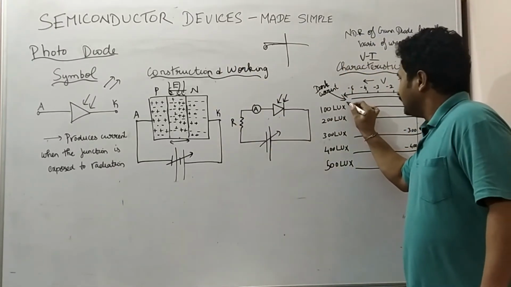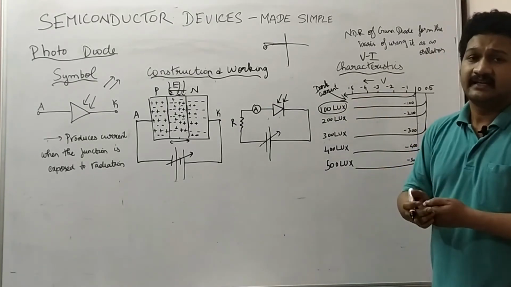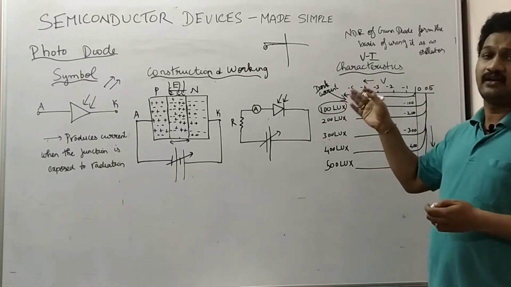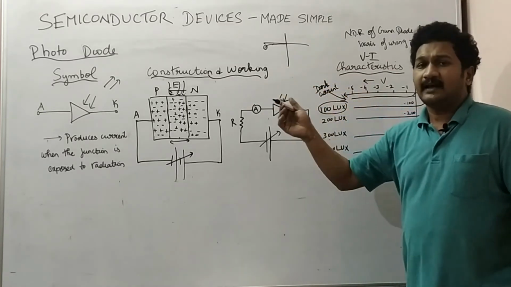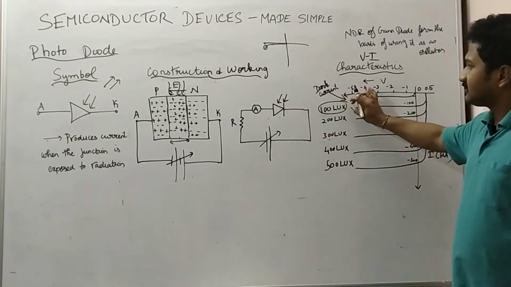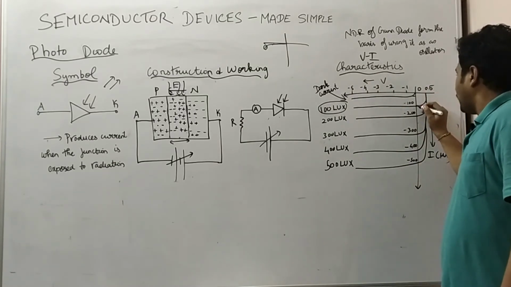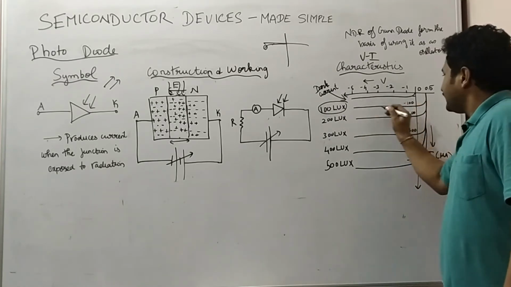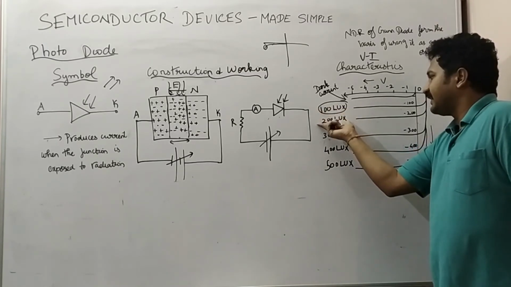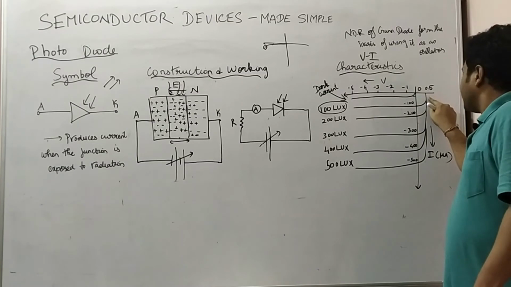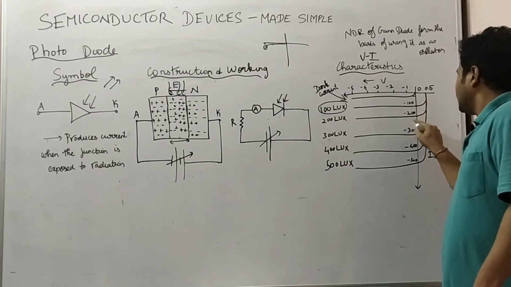For example, 100 lux is a luminous intensity, the intensity of the light. The unit of intensity of radiation is the lux. If 100 lux is incident on the photodiode and at the same time it is reverse biased, the current will increase up to a certain point, after which it does not increase and remains constant. This is due to the intensity of radiation. For example, this is 100 microamps and this is 200 microamps.